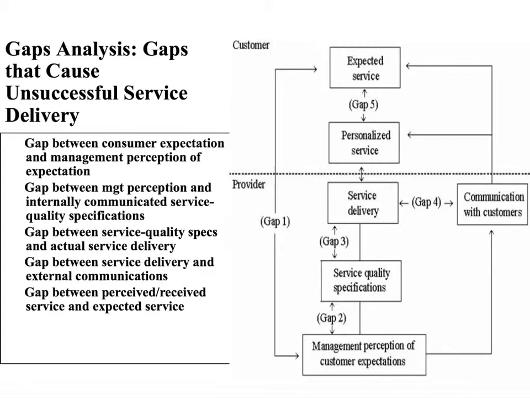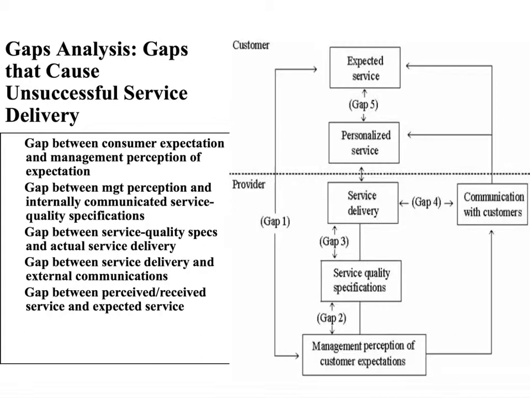So you can see now the bottom part starts at the very bottom, what management thinks customers want, move up to how management articulates those thoughts, and then move up from there to how management communicates those thoughts to the actual service delivery people. If you've worked in a retail setting, in a restaurant setting, I'm sure these are familiar to you.